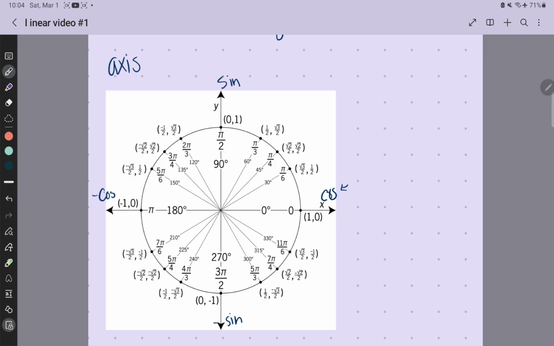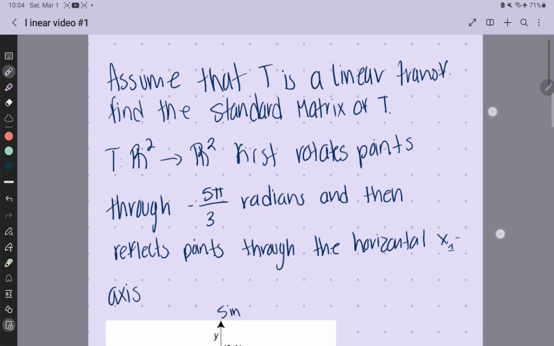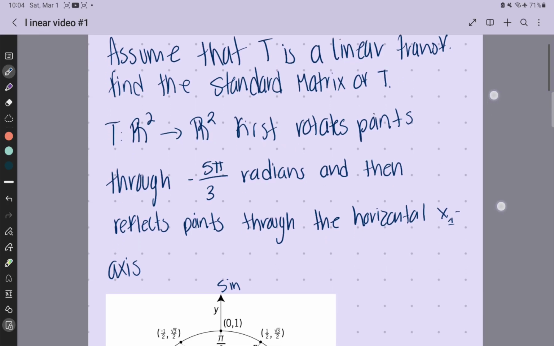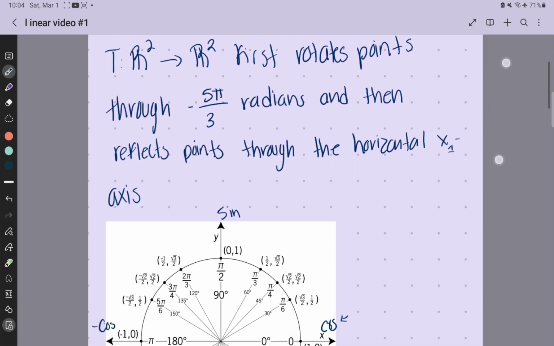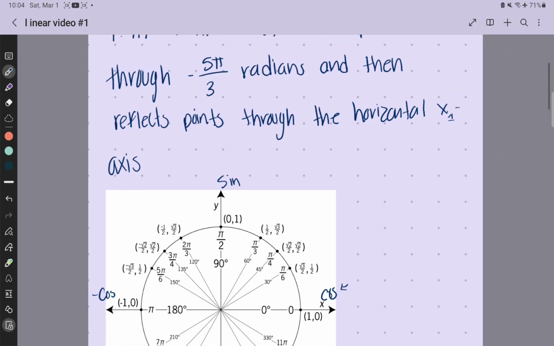Okay, so I said to myself, if I know that the first rotates points through negative 5 pi over 3, I'm like, what are you talking about? Negative 5 pi over 3, where is that on a unit circle? But I don't know if you know this, but the unit circle rotates two times pi. I'm not really going to do the proof on it. I just trust the fact, and it worked. But that's what it does.